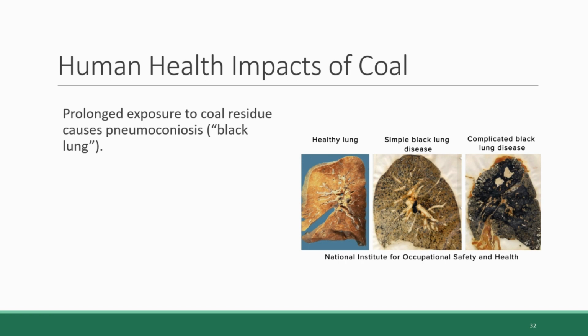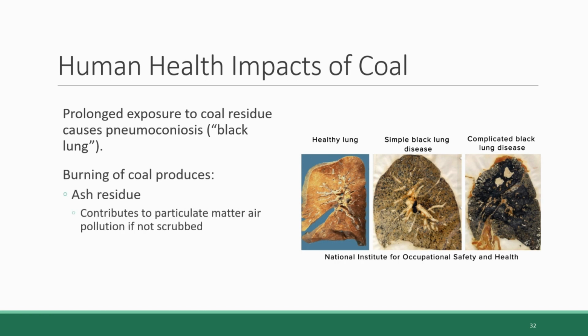In addition, the burning of coal emits airborne pollutants that affect even people who aren't directly exposed to the coal. It emits ash residue, which contributes to particulate matter in the air if it's not scrubbed out of the coal smoke before it's released. In the US, this ash is scrubbed and then stored at the power plant or placed in a landfill, but there can be problems with the stored ash leaching into the groundwater.